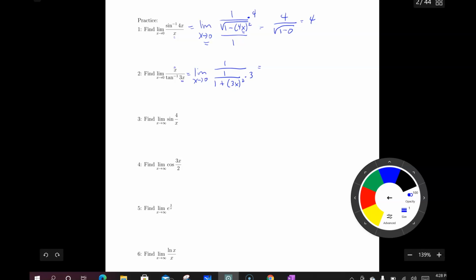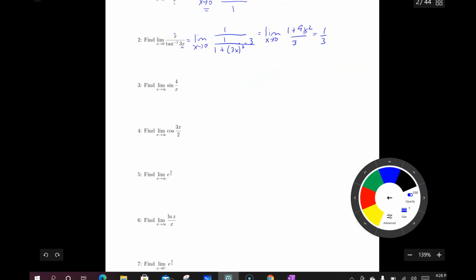This is pretty ugly, so I'm going to multiply by the reciprocal. So I get 1 plus 9x squared divided by 3, right? Because that 3 is like multiplied in the numerator up here. So now plug in x equals 0, so that goes away, so I just get the number 1/3.